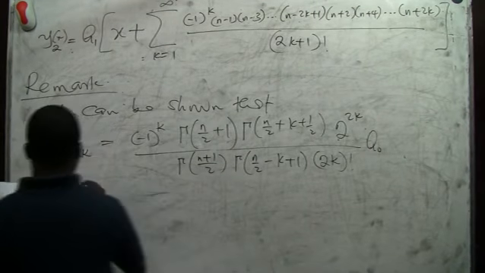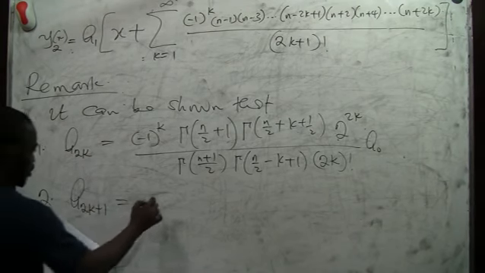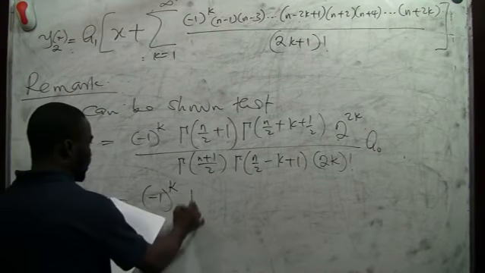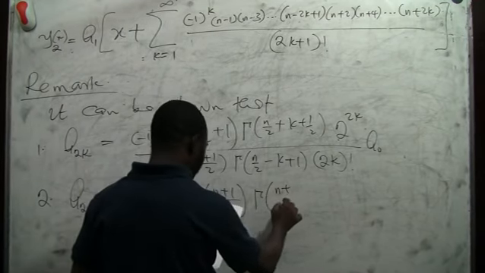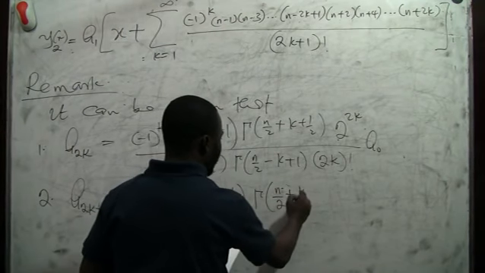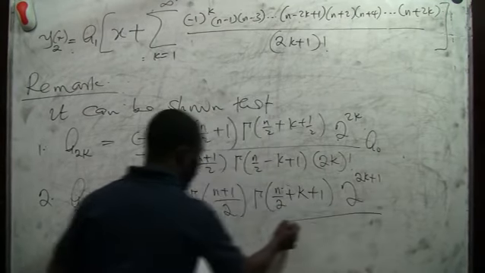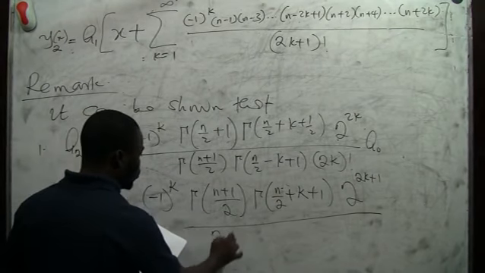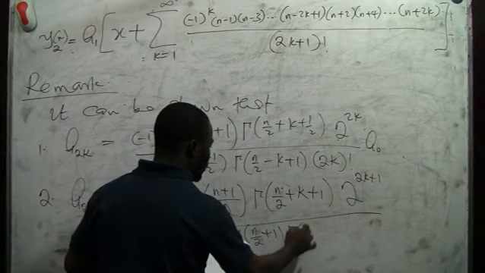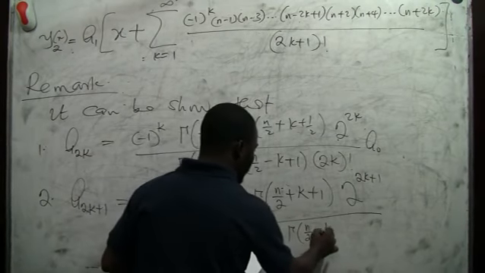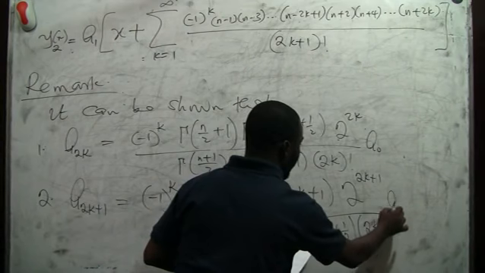a naught. Also, we can establish the fact that the odd coefficient is minus 1 raised to power k, gamma function of n plus 1 divided by 2, gamma function of n over 2 plus k plus 1, 2 raised to power 2k plus 1, all divided by 2 gamma function of n over 2 plus 1, gamma function of n over 2 minus k plus half, then 2k plus 1 factorial, a1.